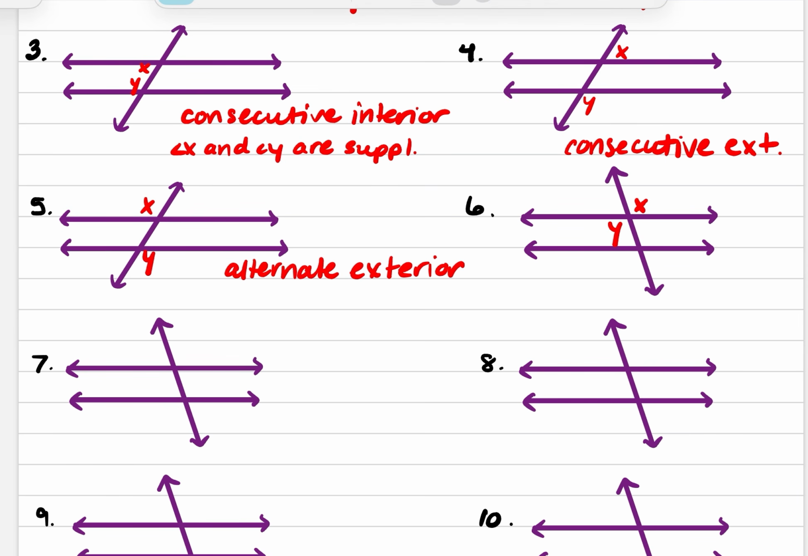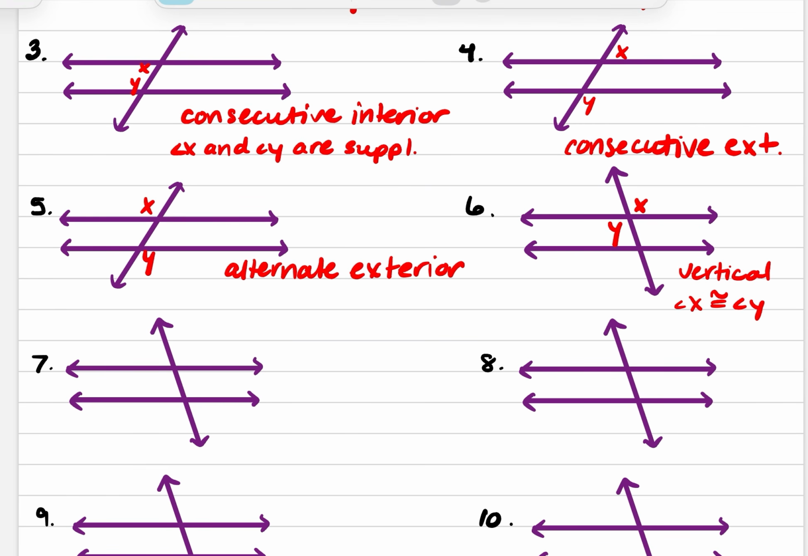Okay, number 6. If we have x and y like that, we don't really have any information about this bottom line, meaning not that we don't care about it, but x and y are vertical here. And vertical angles are congruent. X and y are vertical. Vertical angles are created by two intersecting lines. We don't need that third line on the bottom there.